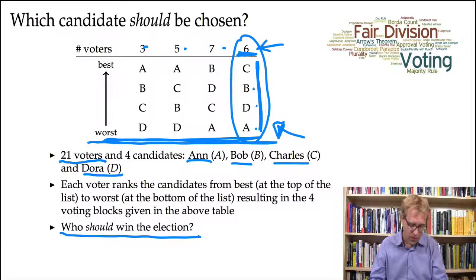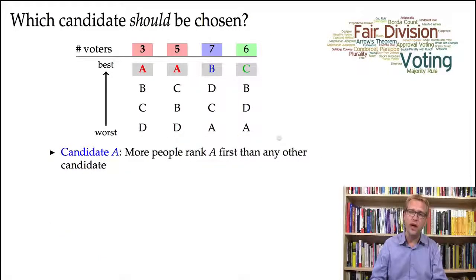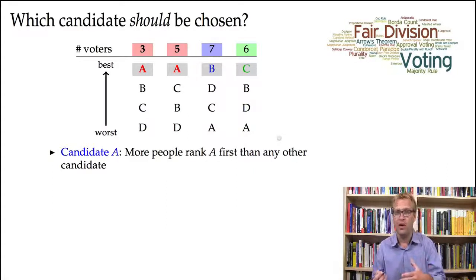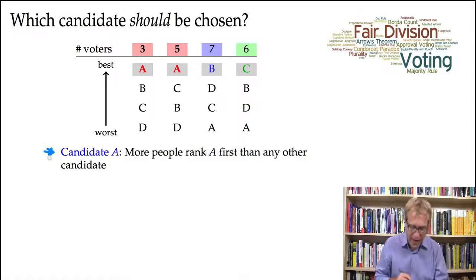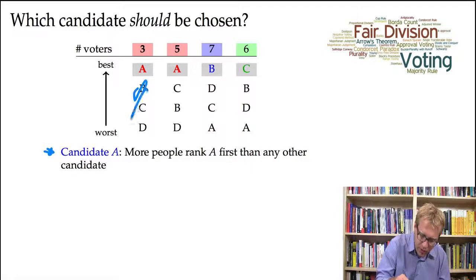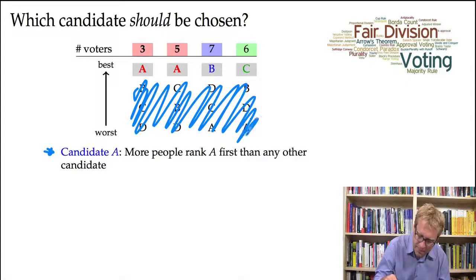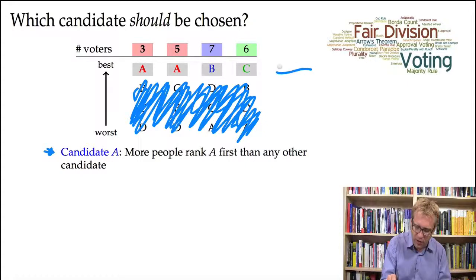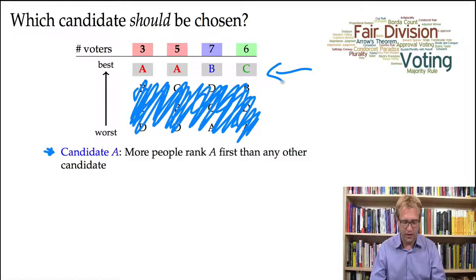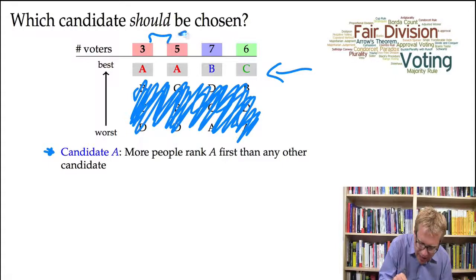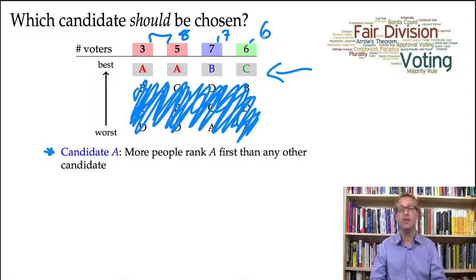Okay, so what I want to do now in the remaining part of this lecture is go through the candidates one by one and give arguments in favor or against them winning the election. Let's start with candidate A. Immediately what you can see, if you ignore most of the data, so you ignore the bottom part of everybody's preferences and just focus on their top preferences, is that candidate A receives 8 votes, candidate B receives 7, and candidate C receives 6.